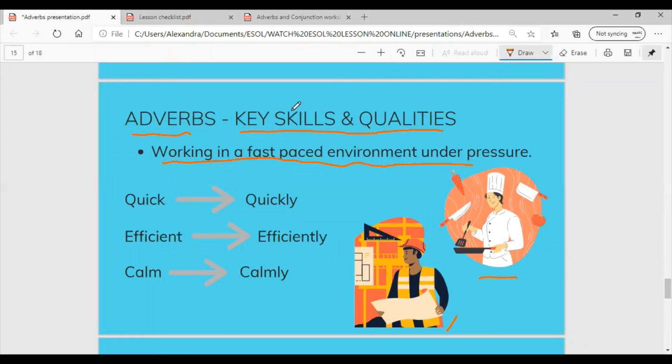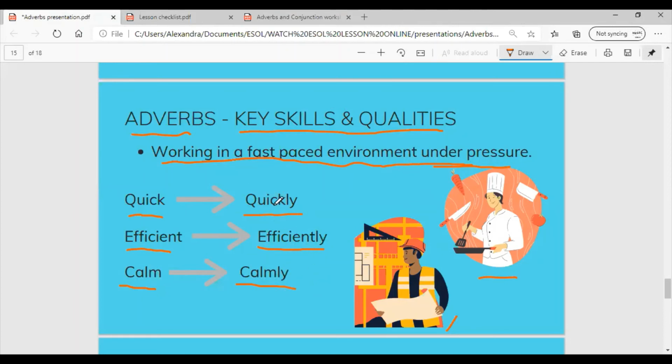So key words and skills that are related to this key skill and quality of working in a fast-paced environment, you would write the adjectives quick, efficient and calm. So quick, where you can work quickly. Efficiently, so you know how to manage your time well and prioritize different tasks. And calmly is a really key thing to be able to do when working under pressure. You don't get flustered or worried, you just get the job done.